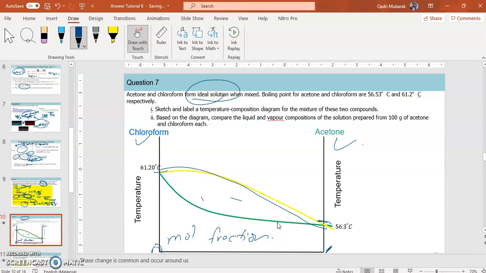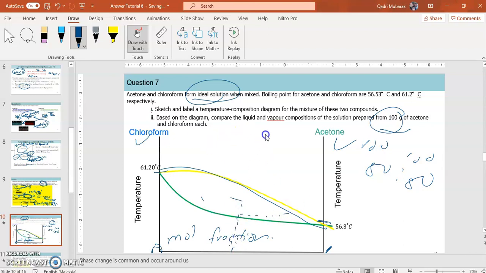And from there, based on the diagram, compare the liquid and vapor composition of the solution prepared from 100 grams each of acetone and chloroform. So 100 gram, 100 gram. When we say 100 gram each, it means that it is 50%. So 50% is something like here. You can plot this one.